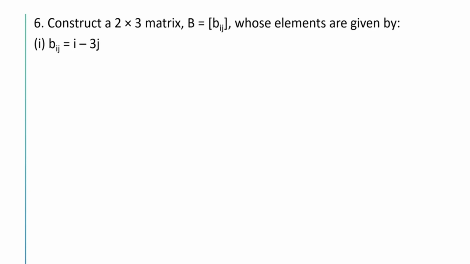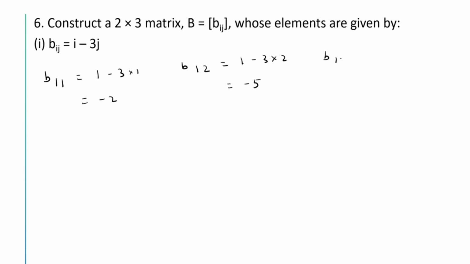The next question, construct a 2 by 3 matrix B equal to Bij, whose elements are given by Bij is equal to i minus 3j. So we have to construct a 2 by 3 matrix. A 2 by 3 matrix has got 2 rows and 3 columns. So the element in the first row, first column will be B11. Here i is 1, j is 1. So 1 minus 3 into 1. That is 1 minus 3 is minus 2. Then the element in the first row, second column, B12. Here i is 1 and j is 2. So this will be 1 minus 6, that is minus 5.